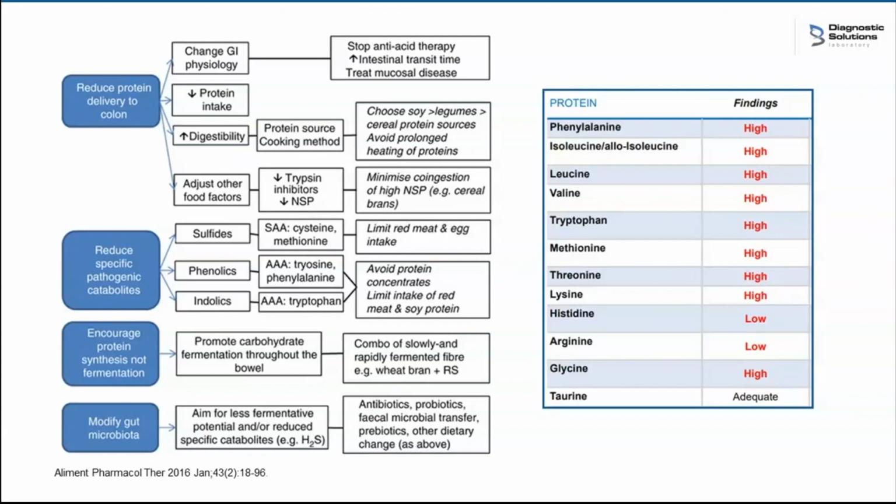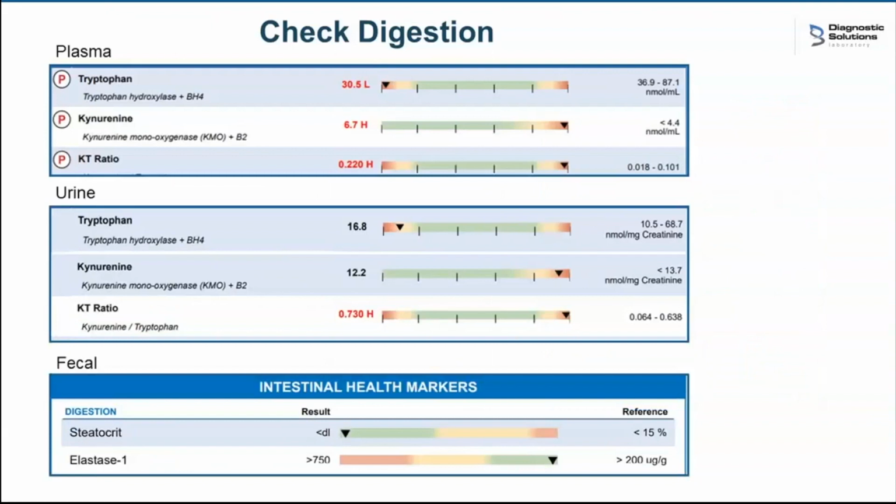And then modify gut microbiota. So aim for less fermentive potential and more reduced specific catabolites. I think these are all the things. Obviously I don't think many people are doing antibiotics, but probiotics, prebiotics. There are also products now that you can get, like phytobiome. They're phytochemicals that are specifically focused for the gut microbiome. So I would think of those things.